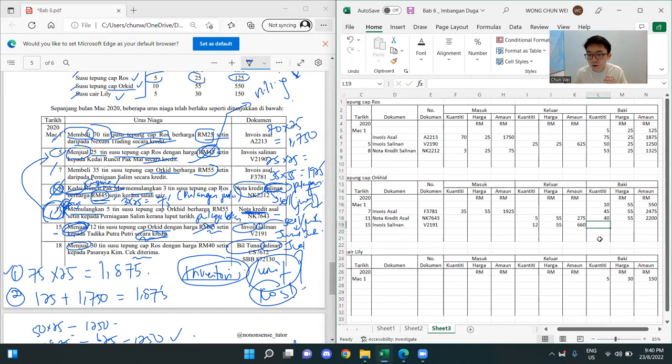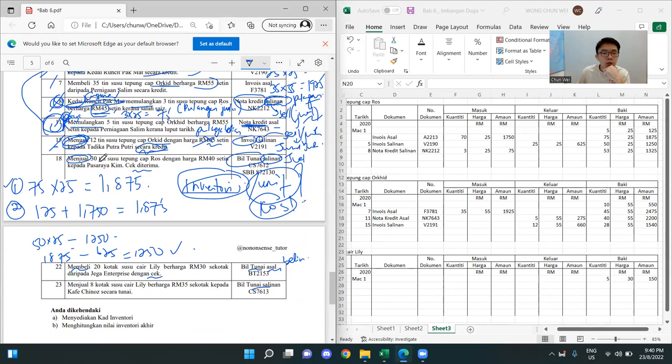What about your baki quantity? Your quantity will be 40. Dia keluar 12. So you have to minus 12, and you get 28. Yang baki. So your 55, same harga. So what is your amount? Your amount, you can use 2,200 minus 660, you get 1,540. If you don't want, you can use 28 times 55, it will be the same also, 1,540. That's it for your 15.